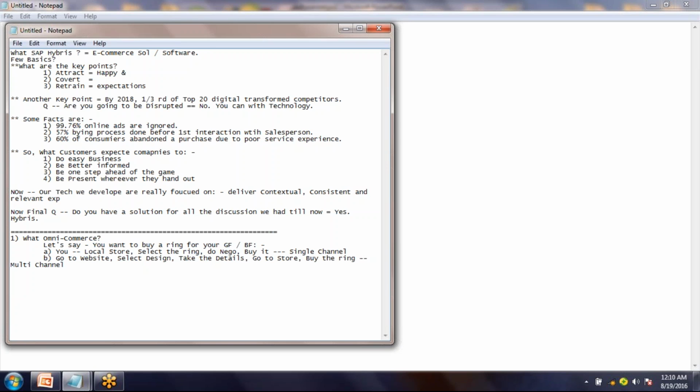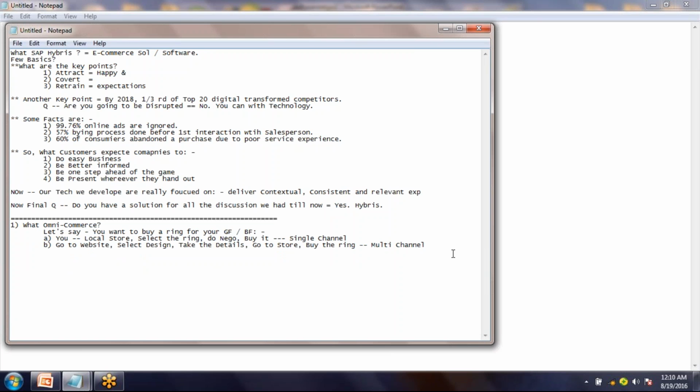If you look at here, the first one is single channel, the second one is multi-channel. Now let's say which one is better, the first one or the second one? I think the second one is better, because from the website you can select whatever designs you want at home. Then you can directly go to the store and ask for the details, then immediately they'll show the ring, then buy it, done. This is called multi-channel.